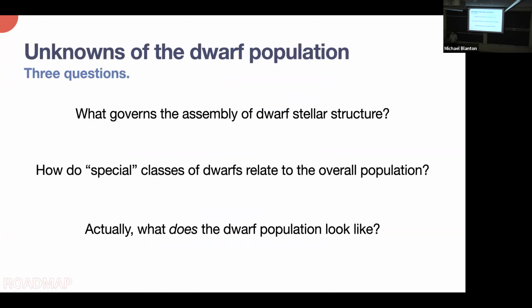Okay, so now that we've gotten the definitions out of the way, there's really three main themes that I want to touch on today. What governs the assembly of dwarf stellar structure? How do special classes of dwarfs relate to the overall population? And really, actually, what does the dwarf population look like? Which is phrased a little bit flippantly, but I think captures the point.